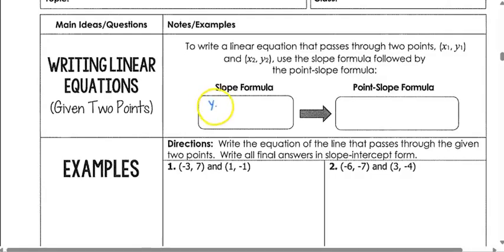Slope formula, this was one way that I showed you how to find slope. You can also still do what we've been doing where we draw between the top and the bottom. Either one is fine. Okay, and then point slope formula, remember that's this one, that this was the first way that I showed you how to write your equations.